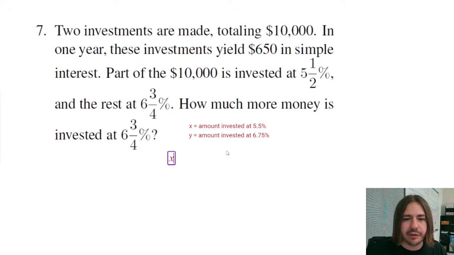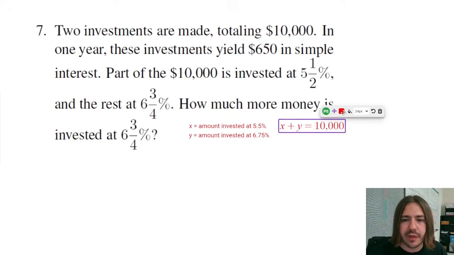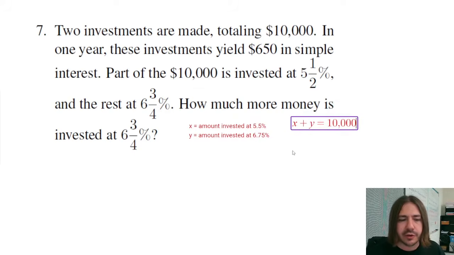So the amount invested at 5.5% plus the amount invested at 6.75% is going to be equal to $10,000. It's going to be one of our equations. The other equation is going to be related to the percents here.